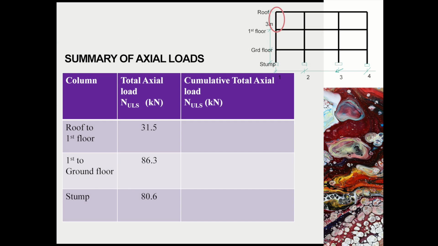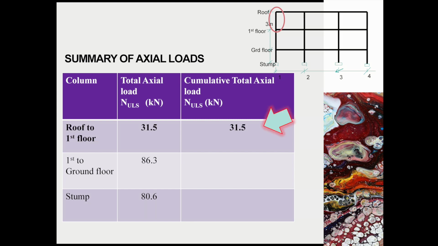Remember, the axial load that we have determined only receives loading from one floor. The column at the lower floor always takes the loads from the upper floors. So here we list down all the axial loads we have determined earlier. Then we will determine the cumulative design axial load for each of these columns. Since there is no other floor above the roof, the axial load carried by the column from first floor to roof will be 31.5 kN.